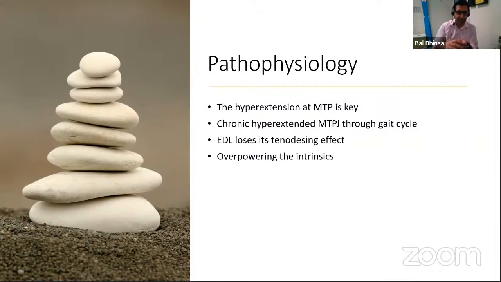And then the EDL loses its tenodesing effect on the interphalangeal joints, and these joints tend to migrate into flexion. As the proximal phalanx extends and goes into hyperextension even more, the extrinsic flexors are under greater tension, further increasing the flexion deformity at the proximal interphalangeal joint and overpowering the intrinsics. So it has a powerful effect on the whole toe. And this is all based and hinged on the metatarsophalangeal joint, and this is a key understanding.